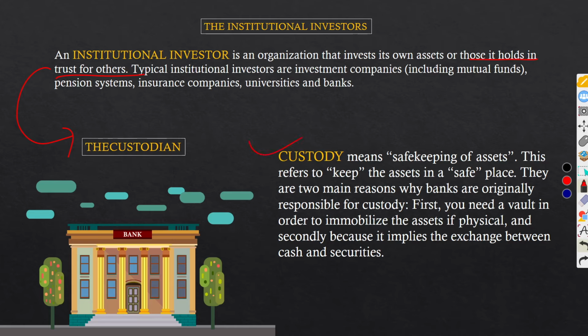So let's talk about custodian. I'll summarize why custodians and institutional investors are interlinked to each other. If I talk about the word custody, it means safekeeping of assets, and this refers to keeping the assets in a safe place. There are two main reasons why banks are originally responsible for custody. First, you need a vault in order to immobilize the assets if physical, and secondly, because it implies the exchange between cash and securities. So understand this.